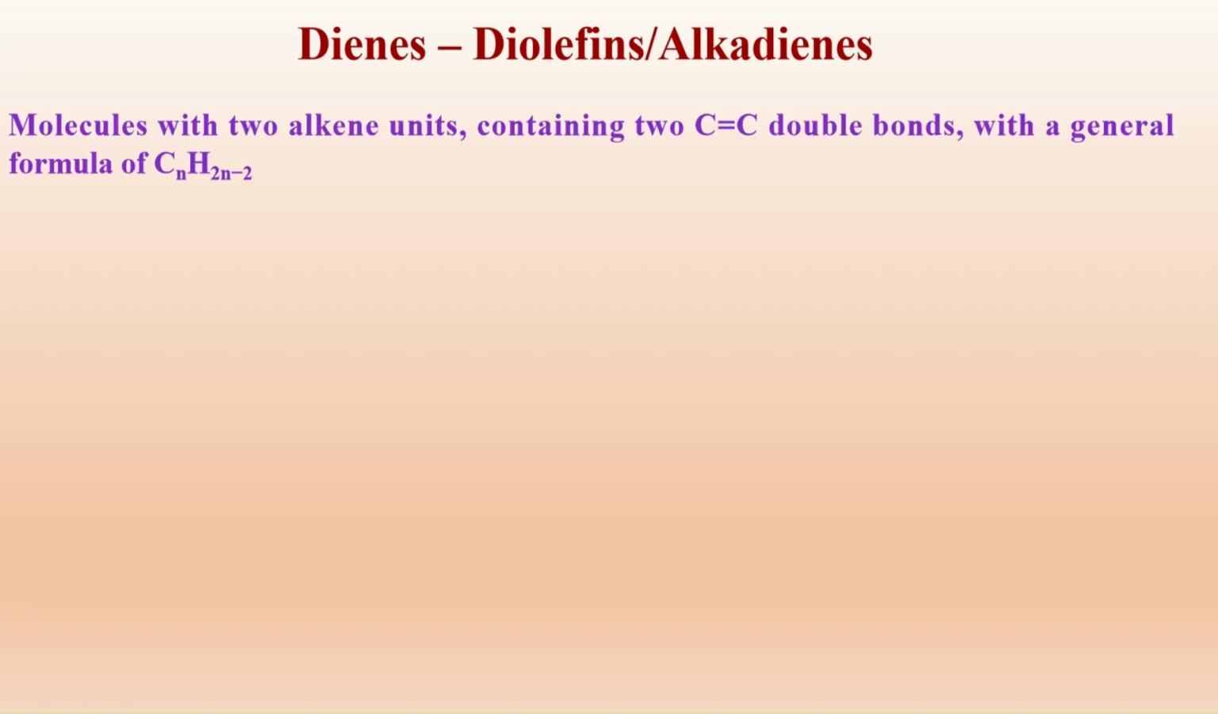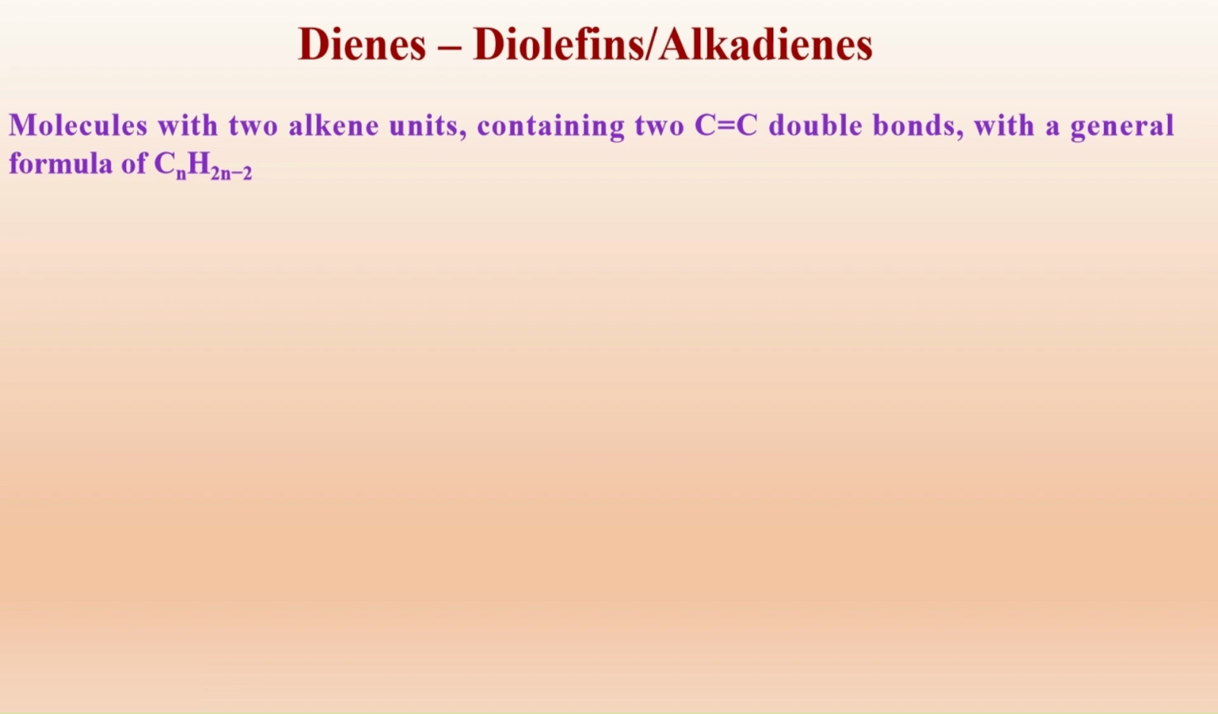If our compound contains two double bonds, then it can be called a diene, or it is also named diolefin or alkadiene. Today's subject of discussion is these dienes. Dienes are molecules with two alkene units. They contain two carbon-carbon double bonds.